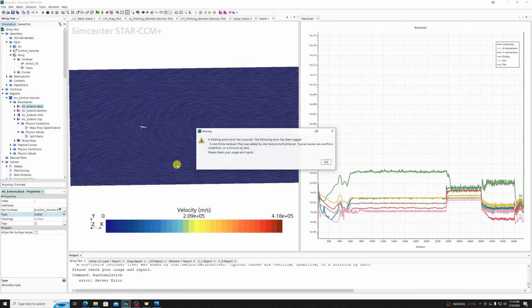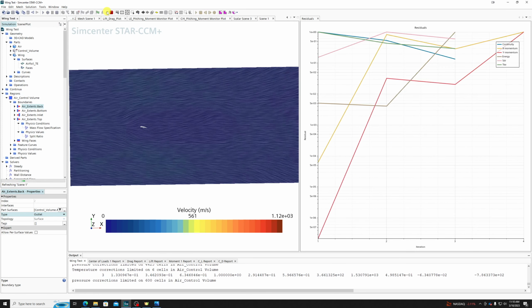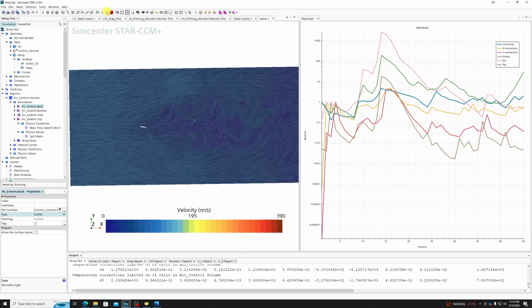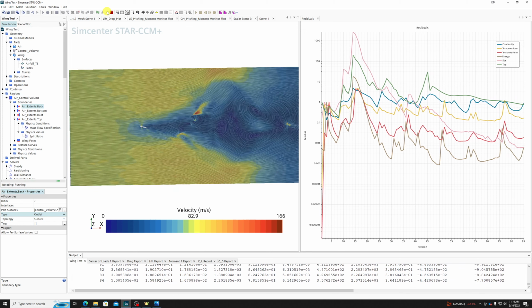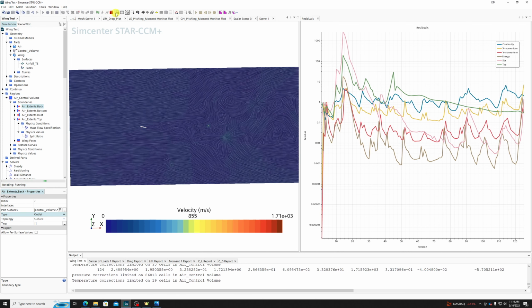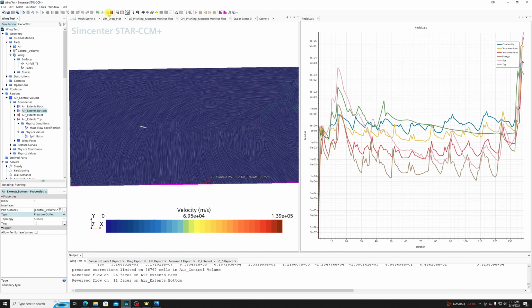Back. Let's switch this to an outlet. Oh, well, it didn't like that. See, that's what a crash looks like. It's pretty unhappy with this. But you can mess around with a couple of different settings. I'm going to put this back to a pressure outlet. And the bottom can also stay as a pressure outlet.